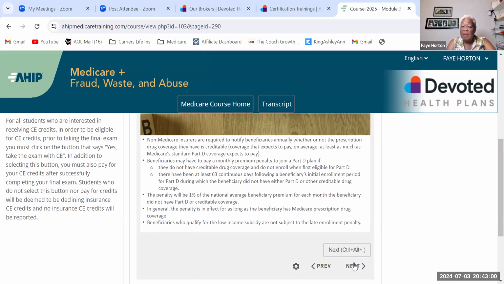In general, the penalty is in effect for as long as the beneficiary has a Medicare prescription drug plan. Beneficiaries who qualify for low-income subsidy are not subject to the enrollment penalty.